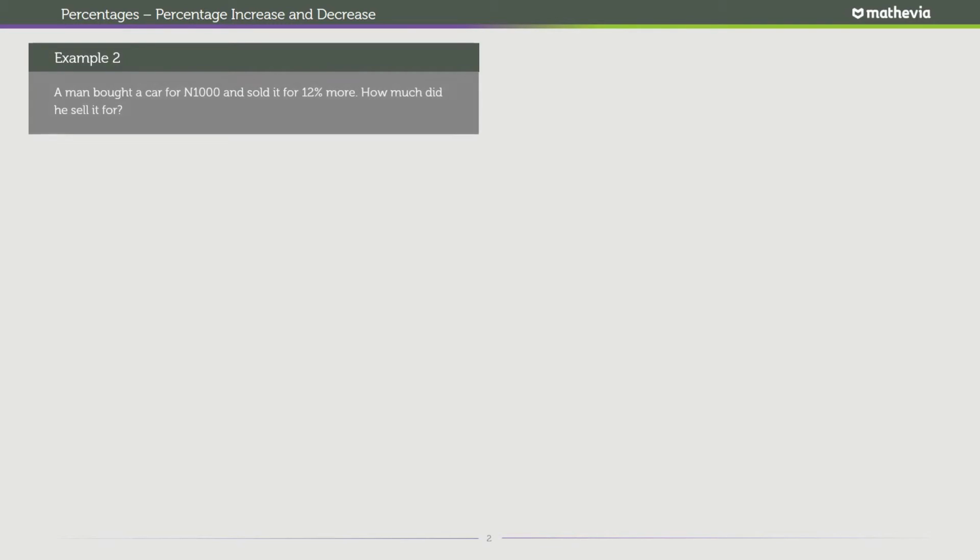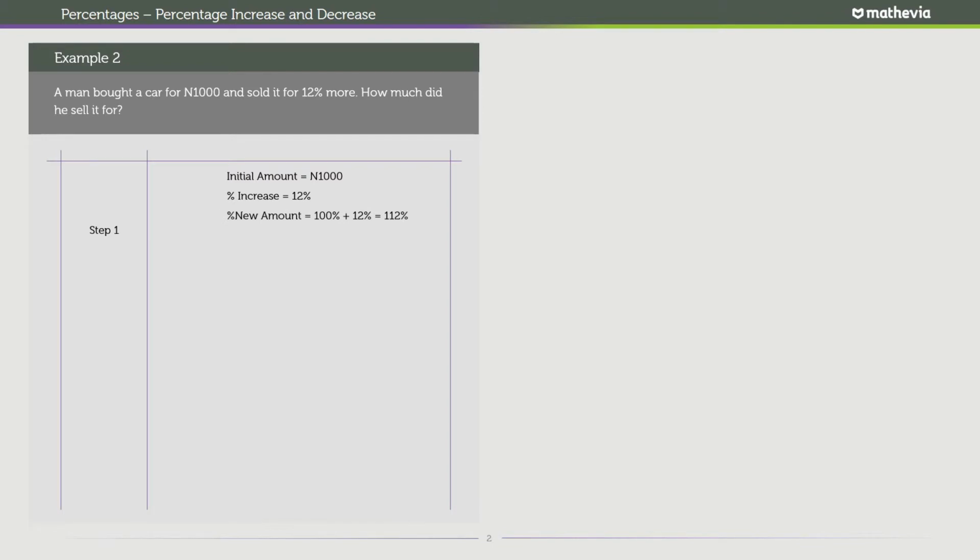Example 2. A man bought a car for 1000 naira and sold it for 12% more. How much did he sell the car for? So the initial amount is 1000 naira, and we have an increase of 12% in the price. The percentage that will represent the new amount would be 100 plus 12, which gives us 112. So the new amount would just be 112% of 1000 naira. And then we just work that, and we're left with 112 times 10, and we have 1120 naira. Simple. I prefer this method.